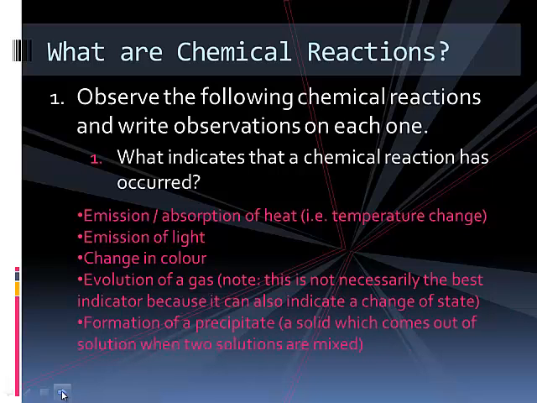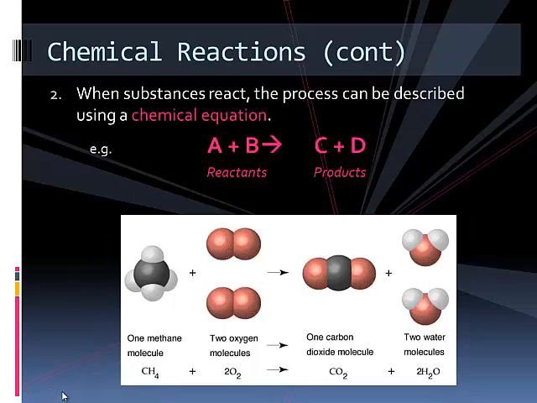You can get the production of gas, although I don't like to think of this as the best particular option because it can also be an indicator of a changed state. And you can have the formation of a precipitate, which is a solid that comes out of a solution when two solutions are mixed together.